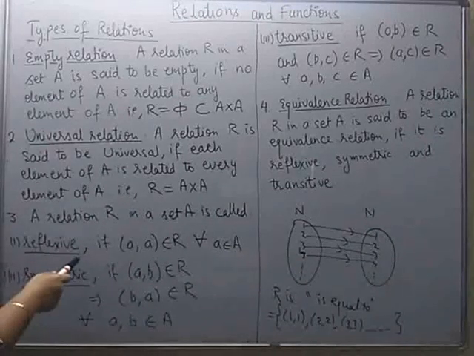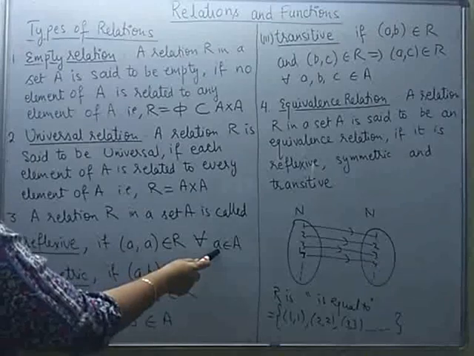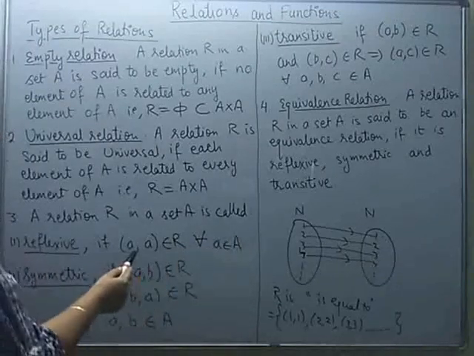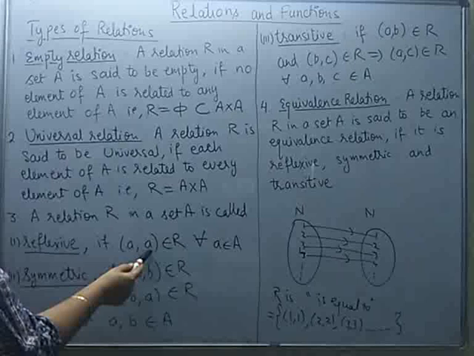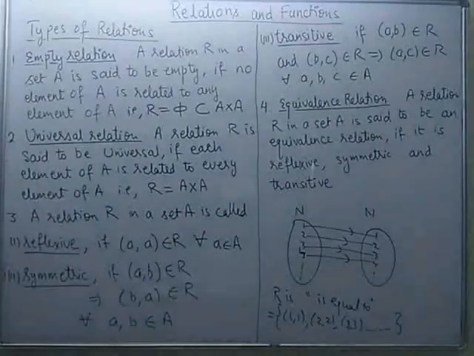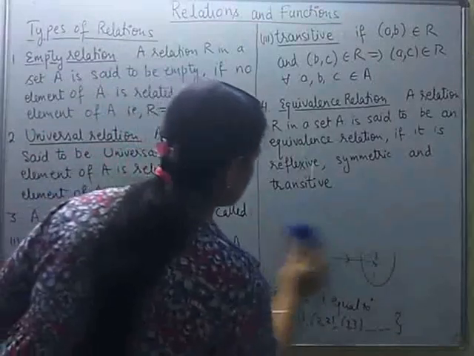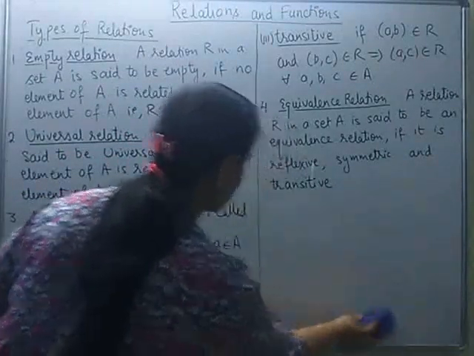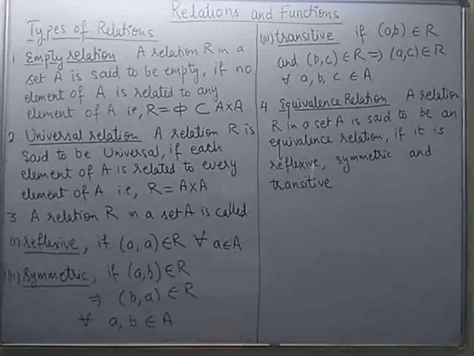So you can understand it quickly. Every element of the given set, which is A, should satisfy the relation with itself. Then it is a reflexive relation. Now the next one is symmetric. Let us see the condition for a symmetric relation.